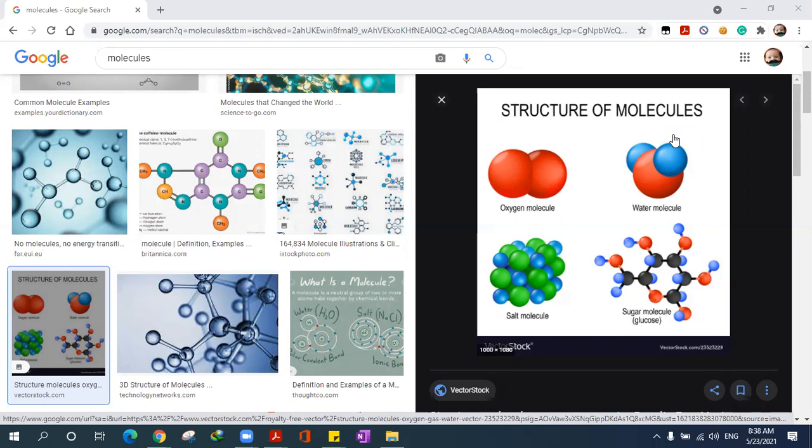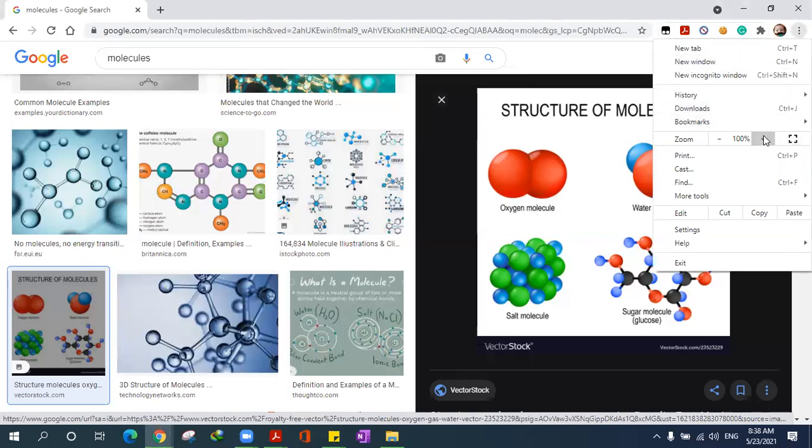Everyone? Yes. So we can have a molecule and a compound. What is the difference between a molecule and a compound? In the molecule, we can have the same atoms. For example, in this one, we have an oxygen molecule. Can you see this one here?